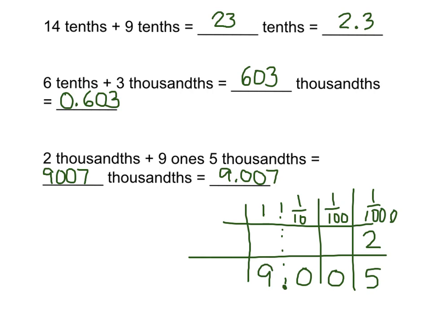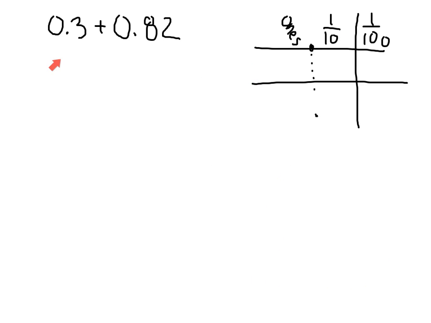Next we'll go on to our standard algorithm. So here we have a pretty basic problem. We have 0 and 3 tenths plus 0 and 82 hundredths. And I'm just going to show you on this number chart why we do what we do when we're using the standard algorithm. So if I was to transfer these numbers, I'd have my 3 tenths there, and I'd have my 82 hundredths there, and you can see that the decimal point lines up.